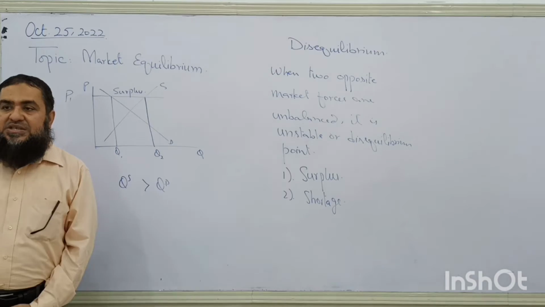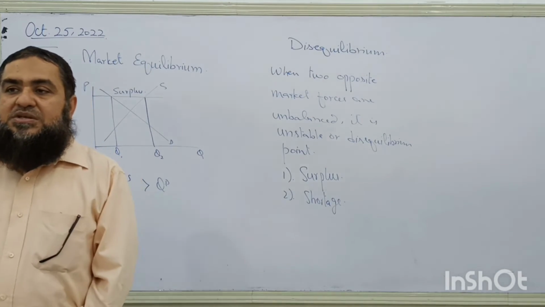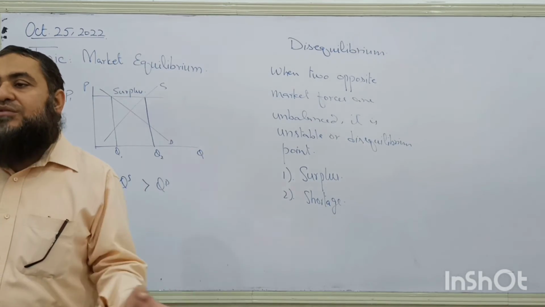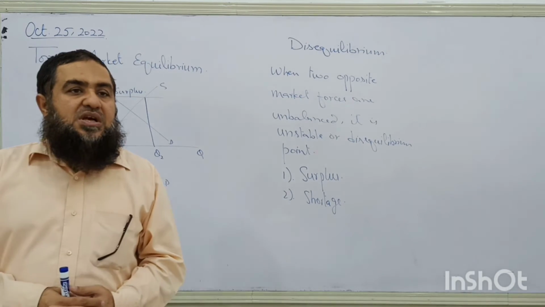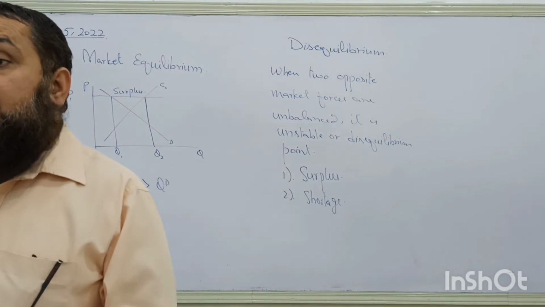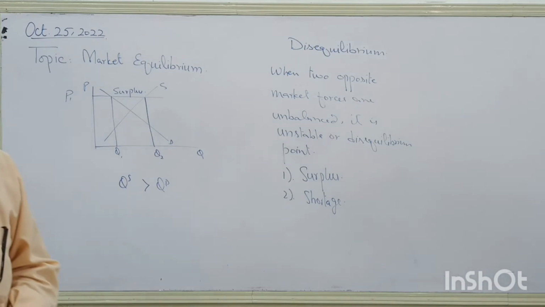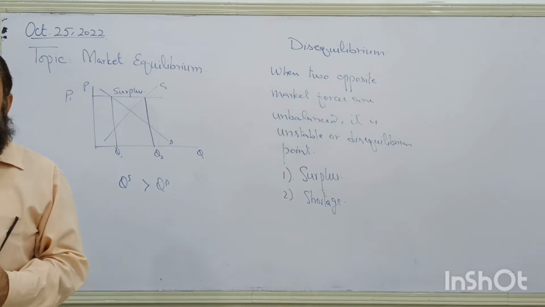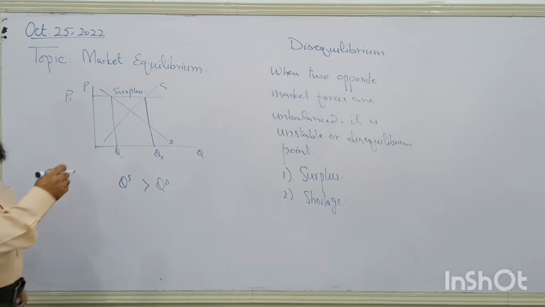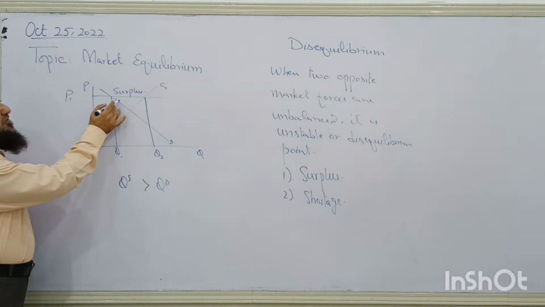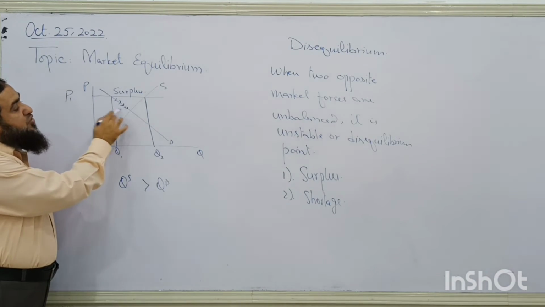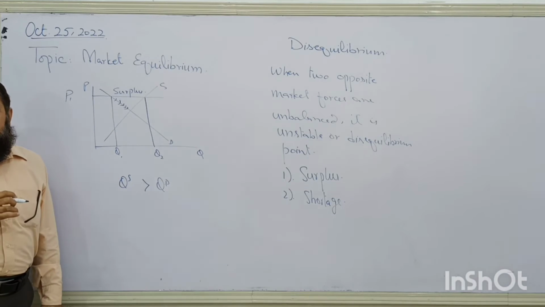Okay? So when there is a surplus, what happens? It will put pressure on the market price to go down. When something is available in large quantities and sellers are unable to sell them at this high price, they will attract the buyers by decreasing the prices. So when there is a surplus, the sellers are offering lower prices. As a result, consumers are going to increase the quantity demanded.